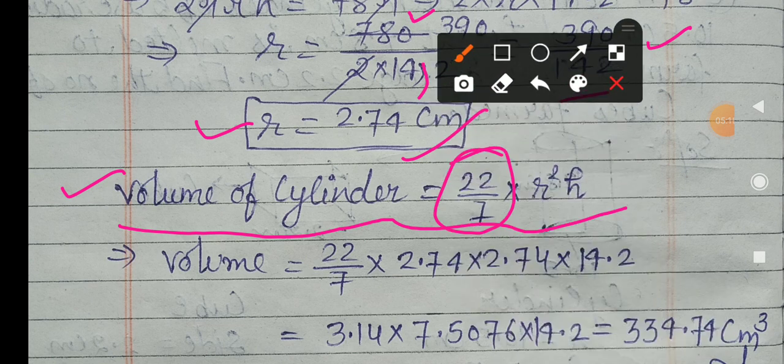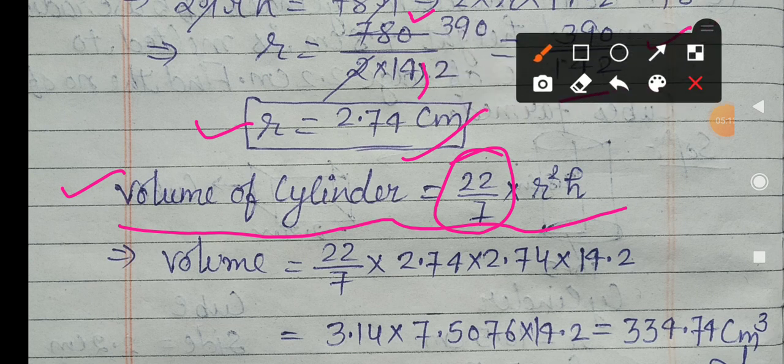Then you have to put the value of r, because you get the value of r here, and also you have the value of h, which you very well know is 14.2. So this is converted into 22 upon 7 into r square. R square means r into r, so you put the value of r two times. So you have to write 22 upon 7 into 2.74 into 2.74 into h, that means 14.2.